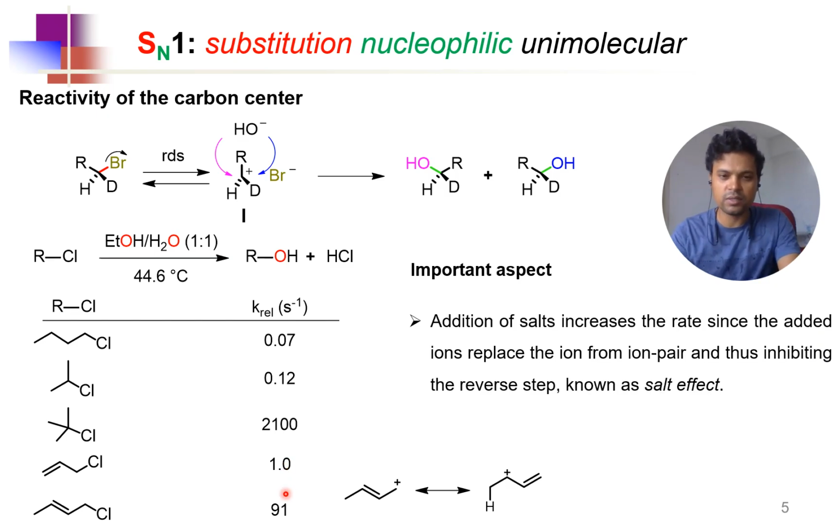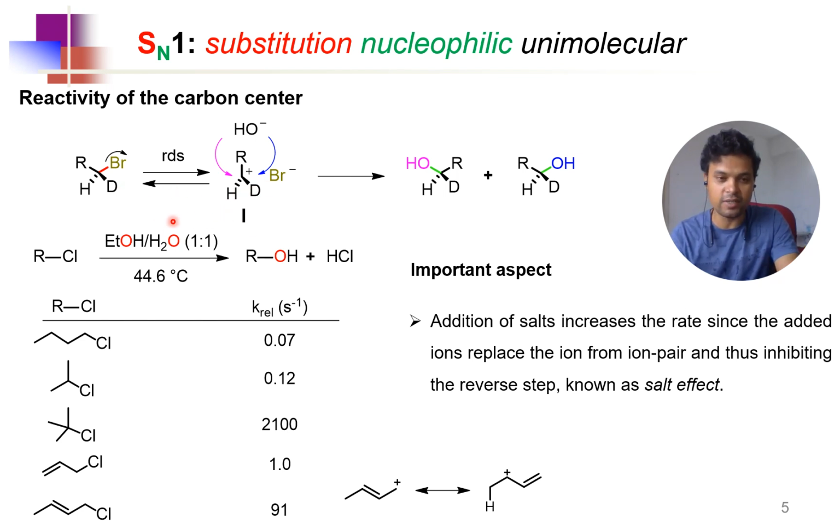Okay, an important aspect is that the addition of salt increases the rate, since the added ion replaces the ions from the ion pair, thus inhibiting the reverse step. So there is something that we call the salt effect. In an SN1 reaction, you can add some extra salt which is non-nucleophilic, like BF4 or PF6. So this reverse step is there.